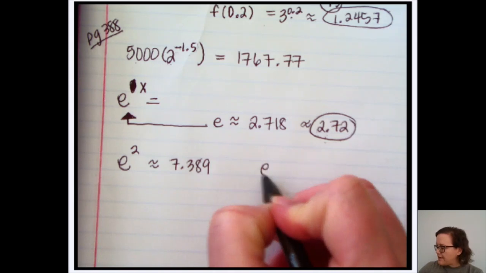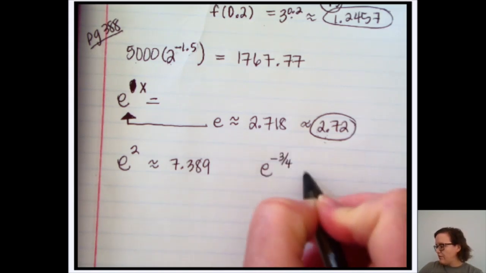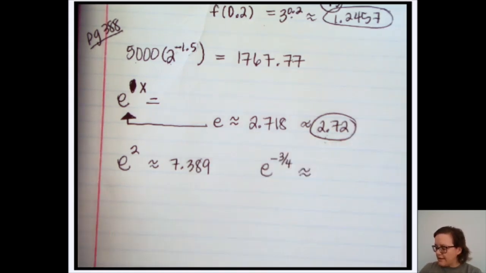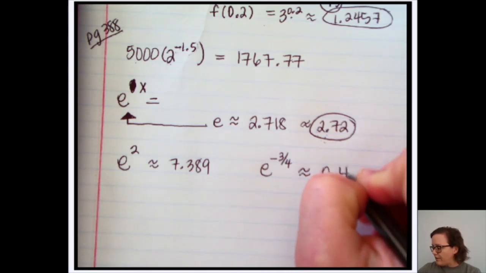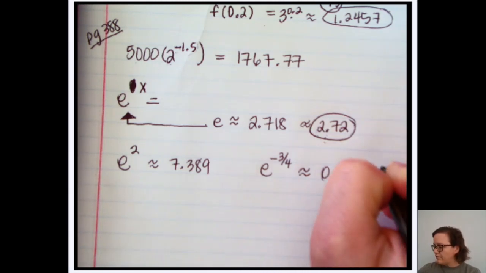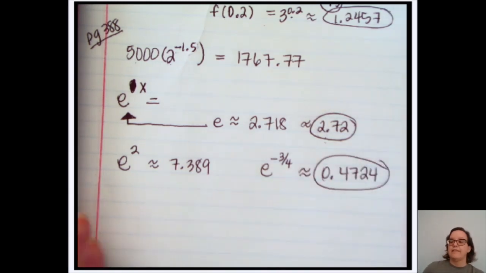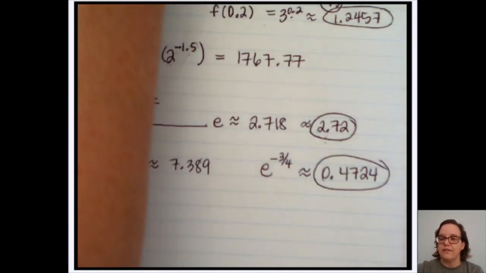And what about e to negative 3/4? So we would take e to the negative 3/4, and we get approximately 4.724. So that is how we evaluate functions.